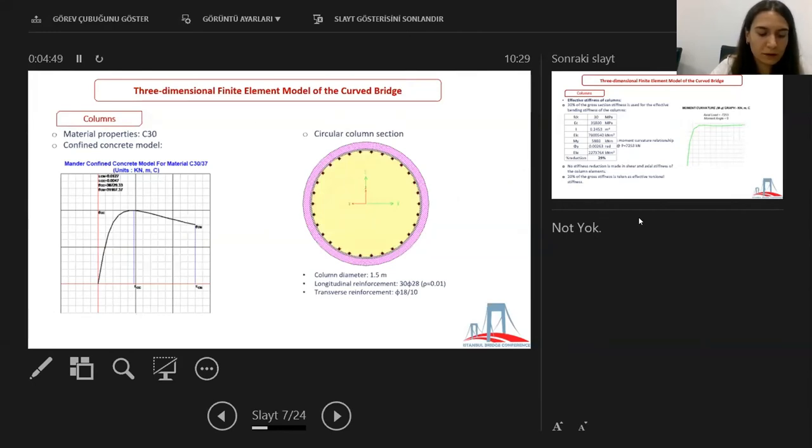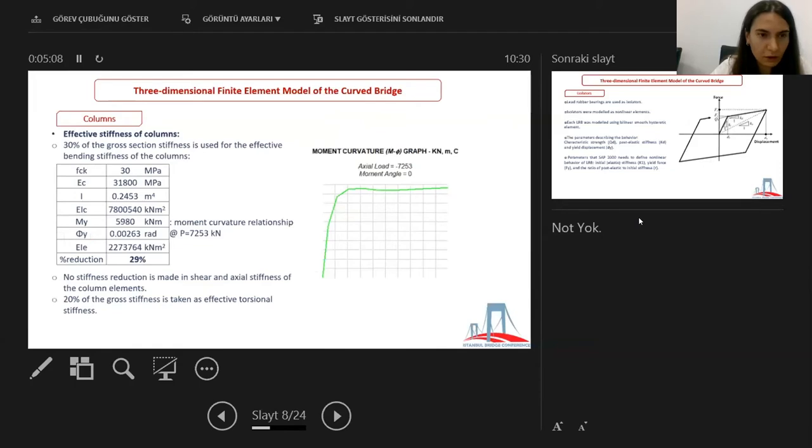Here we see the cross section of the column, which has a 1.5 meter diameter. Longitudinal reinforcement is assumed as 1% of the gross area of the section. A confined concrete model is considered for the section core. The code does not provide a specific effective stiffness factor for the columns. Using a moment curvature relationship of the section, considering axial load, 30% of gross section stiffness is used for the effective bending stiffness of the columns. No stiffness reduction is made in shear and axial stiffness of the column elements. 20% of the gross stiffness is taken as effective torsional stiffness.